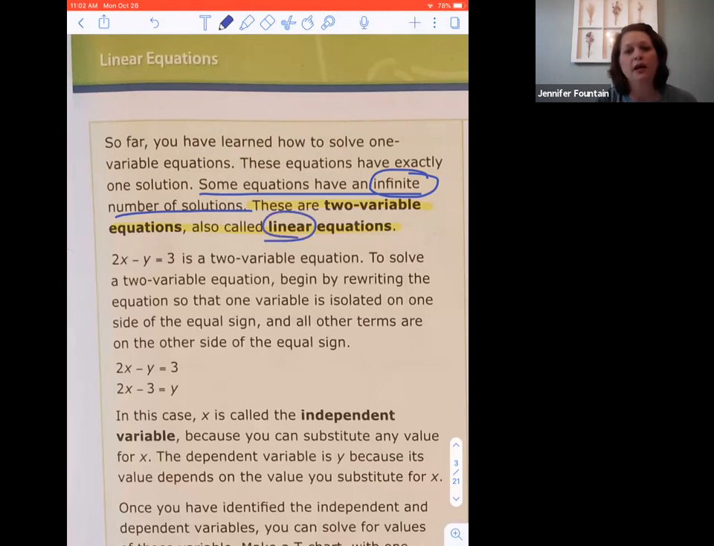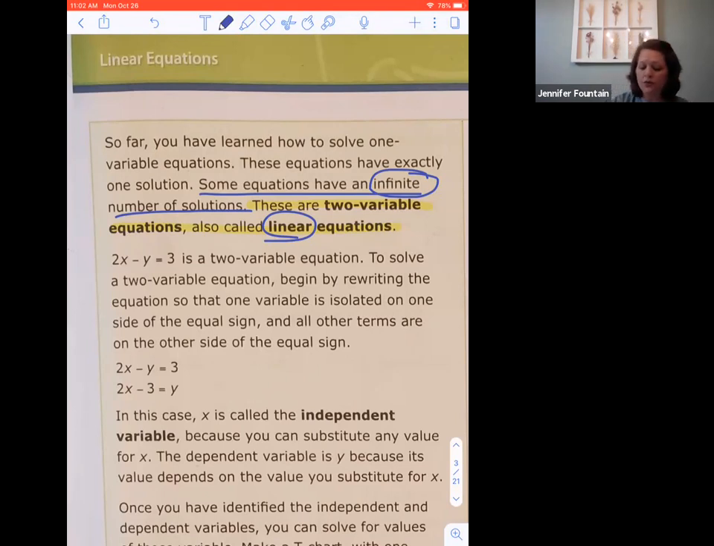So I want you to go ahead and circle that word linear. And the word linear means it's going to be a line. So those first four letters say line. So a linear equation is one that is graphed as a line. Okay. So the example they give us is 2x minus y equals 3, which is a two variable equation.